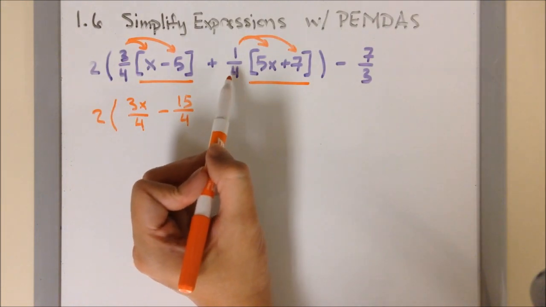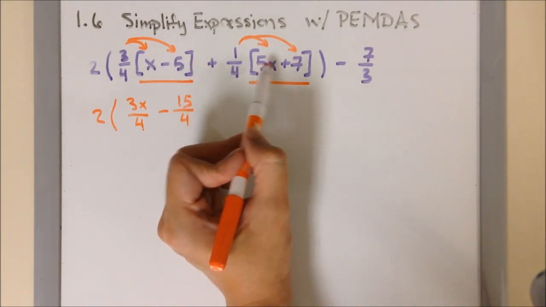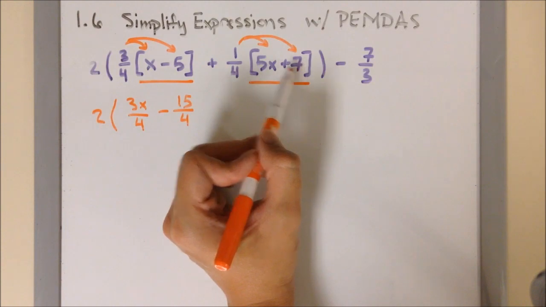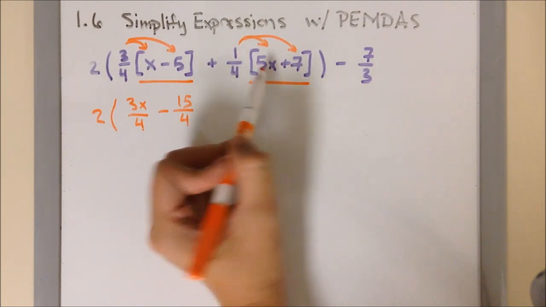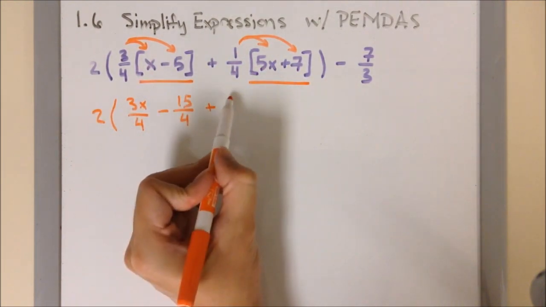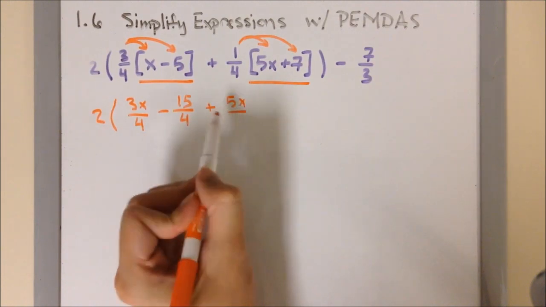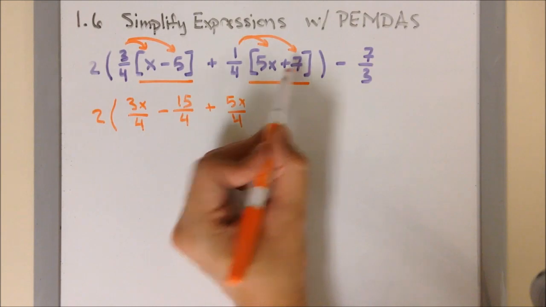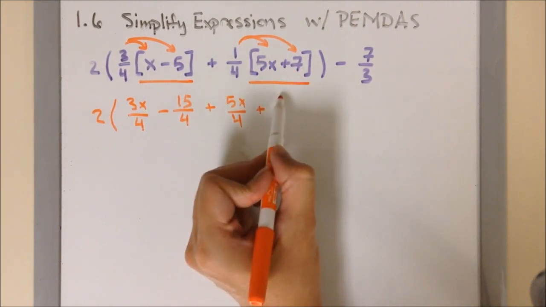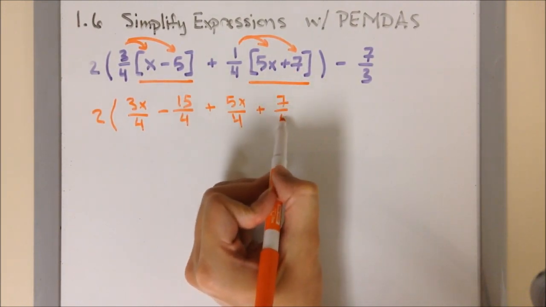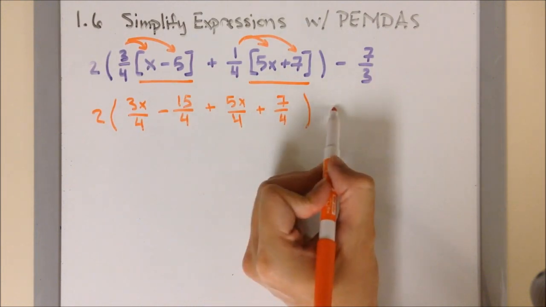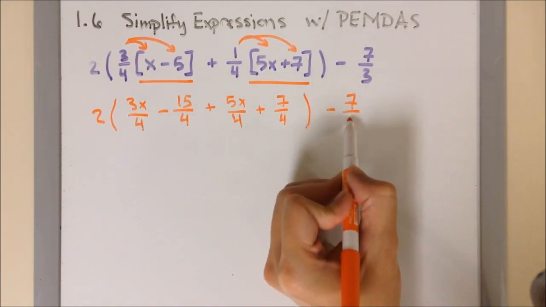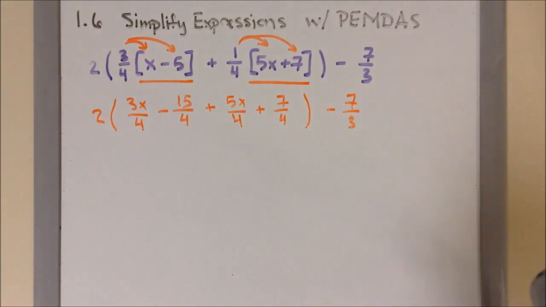Now positive 1/4. Simply going to multiply 5x and plus 7 to the numerator. So 1 times 5x, positive 5x over 4. And then 1 times positive 7, so it's going to be positive 7 over 4. Close parenthesis, minus 7/3. Alright.